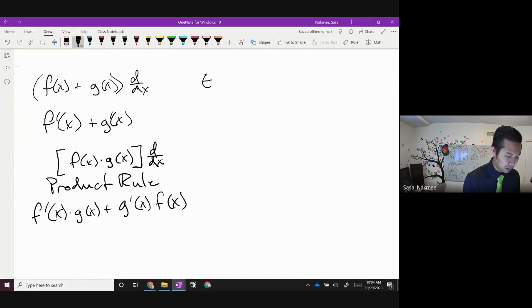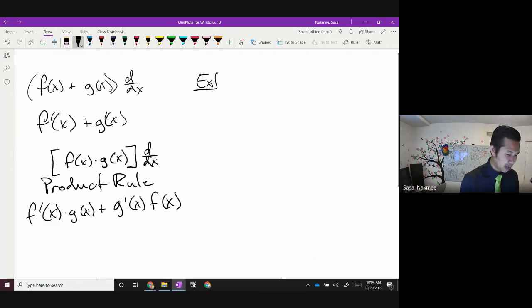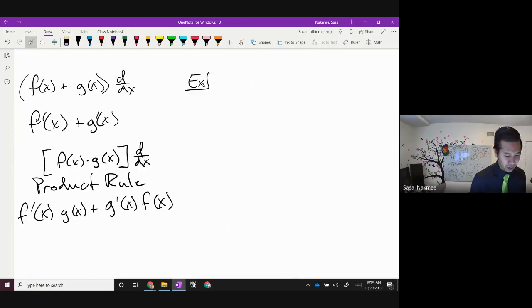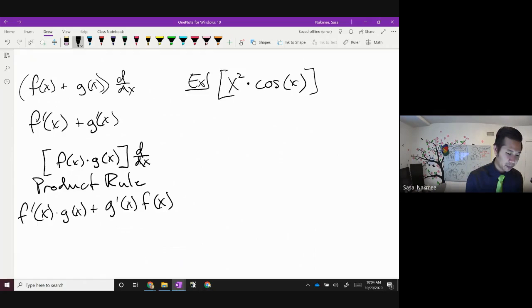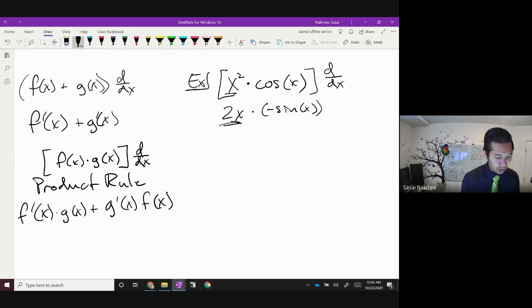You guys have done this already. It just looks a little bit different. But if I gave you a function, let's say x squared times cosine of x, and I asked you to find the derivative of this, you're going to need to know how to do stuff like this, so you should be practicing this. The derivative of this is not going to be 2x times negative sine of x. Hopefully you guys don't write that down. 2x is the derivative of x squared, negative sine x is the derivative of cosine, but the derivative of them multiplied together is not this.